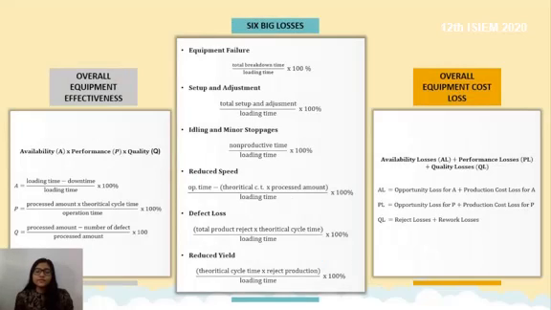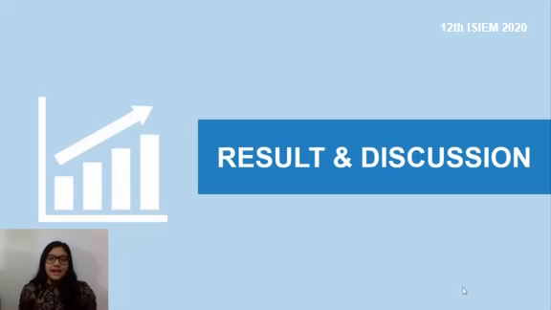Then to calculate the value of losses caused by the Toshiba machine, we use the overall equipment cost loss method by calculating availability loss, performance loss, and quality loss. The formula for the calculation in this study can be seen on the screen. And then the result and discussion.